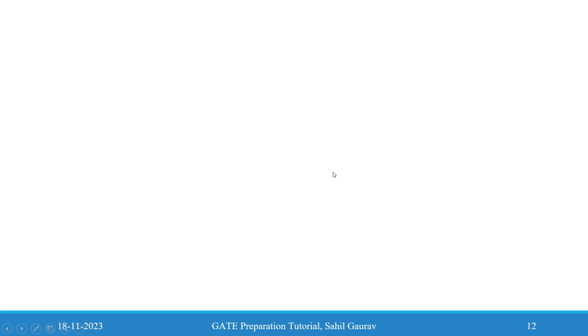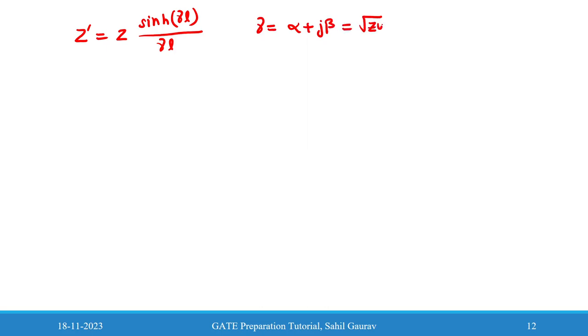So for finding this, Z dash is equal to Z sinh(gamma L) divided by gamma L. We all know that for a lossless transmission line, this alpha part is 0. We know that gamma is equal to alpha plus j beta, and it is the square root of ZY. If you want to write gamma L, it will come as the square root of ZY. How is it coming like this? If you multiply small z L into small y L, both L come outside, so it will be ZY, right? So from here we will get the ZY.